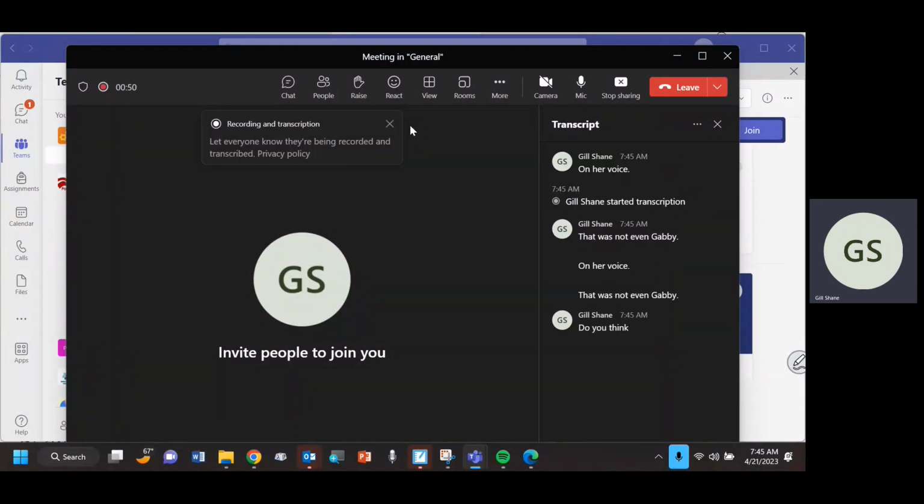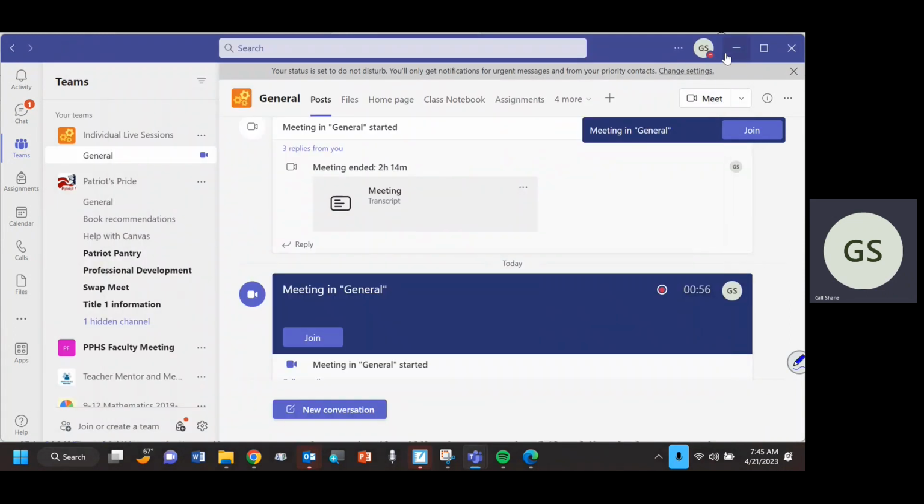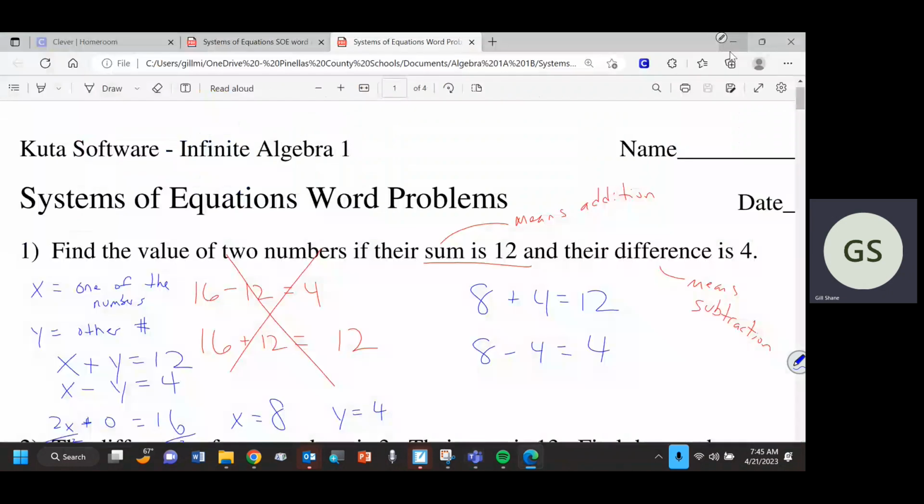All right, so we're recording. I already did the whole problem, but I'll just mention what we just did. We said a system of equations means that there are two rules. In this particular problem, the two rules were: the sum of two numbers has to equal 12, and the difference of two numbers has to be 4. Sum means addition, difference means subtraction.